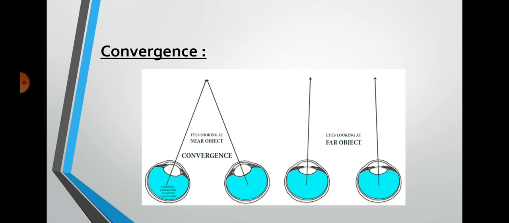Now look at this picture. In the right side picture, both eyes are seeing a far away object. That's why the lines of sight are parallel to each other. And in the left side picture, both eyes rotate inward. This is convergence. We do convergence to see a near object clearly.